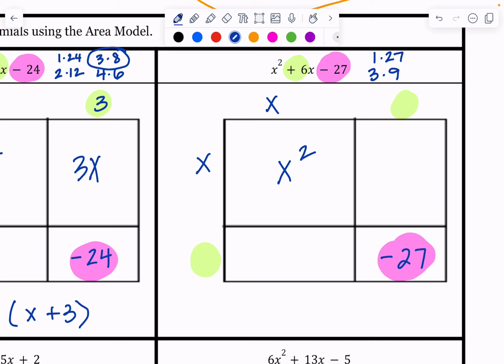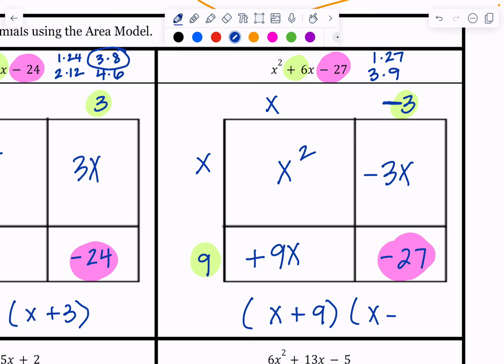So we know it's going to be 3 and 9 because of this difference of 6. And we know it's a difference because of the negative 27. So let's see. If we have the area of this box, we're going to have x times 3, which will be 3x. Area of this box, 9 times x, which would be 9x. And since we want a positive 6x, we want 9 to be positive, 3 to be negative. So we'll put a minus sign with our 3. And factored form is going to be x plus 9 and x minus 3.